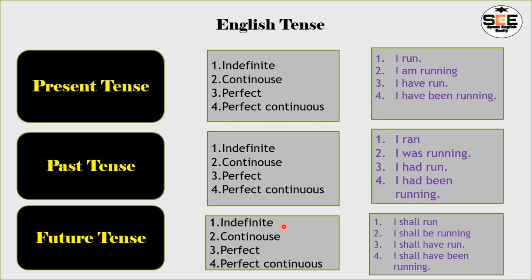Let's see the next, future tense. It has future indefinite, future continuous, future perfect, and future perfect continuous. Let's see the examples as well. Future indefinite: I shall run. Future continuous: I shall be running. Future perfect: I shall have run. Future perfect continuous: I shall have been running. So these are the 12 subtenses. There are 3 tenses, 12 subtenses, and their examples.